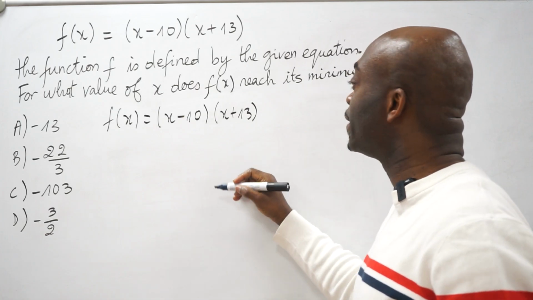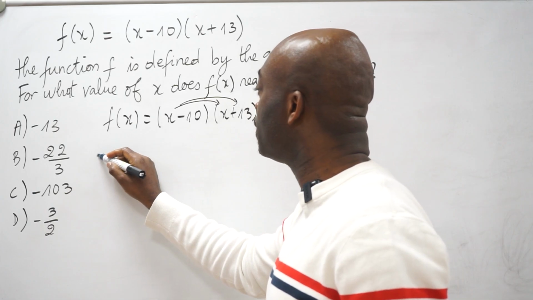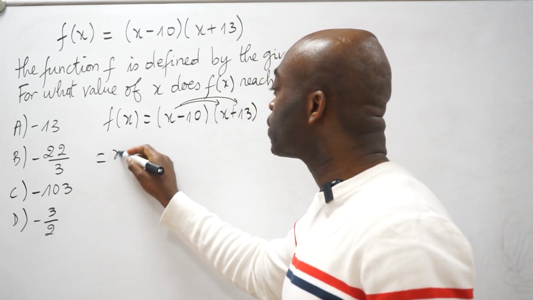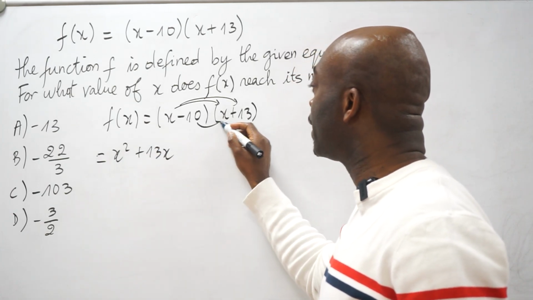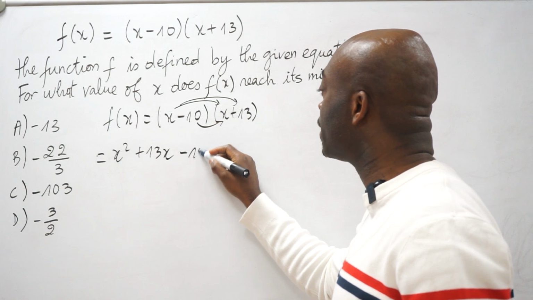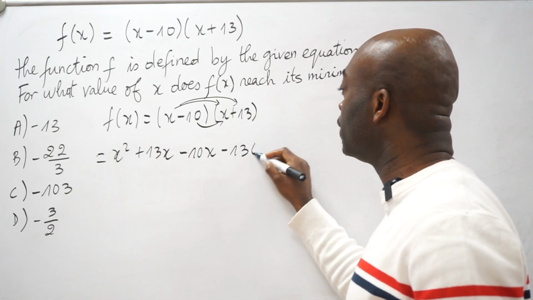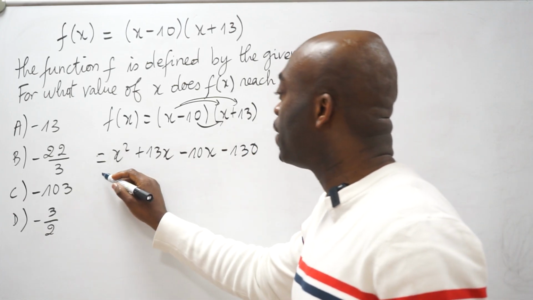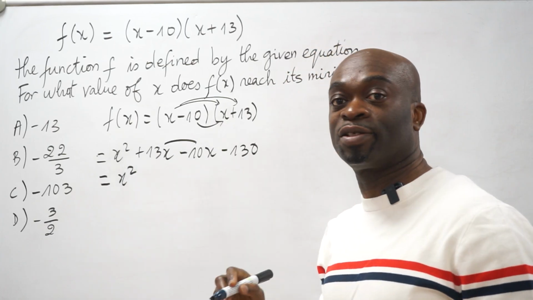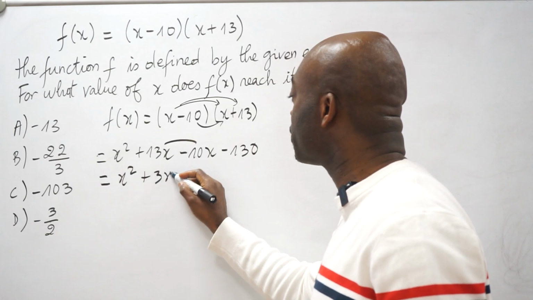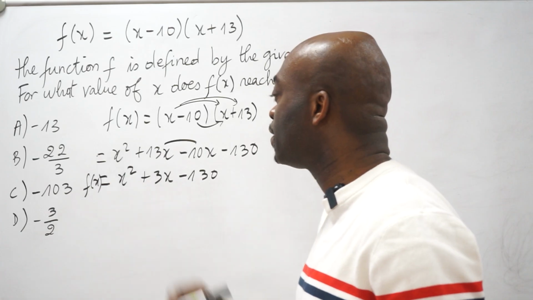If we take the function f of x and rewrite it, meaning we expand this, we're going to use the FOIL method. That will give us what this is going to be equal to. X times x is going to give us x squared. X times 13 is going to give us positive 13x. Negative 10 times x is going to give us negative 10x. Negative 10 times 13 is going to give us negative 130. All right, so we good? Then we're going to have to combine like terms. That means these two. So we have x squared, 13 minus 10 is going to give us positive 3, so positive 3x minus 130.